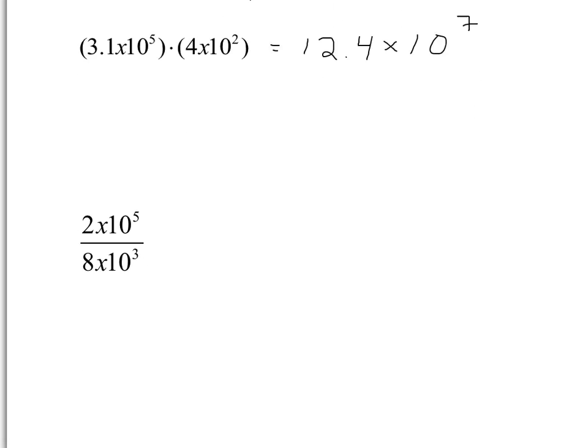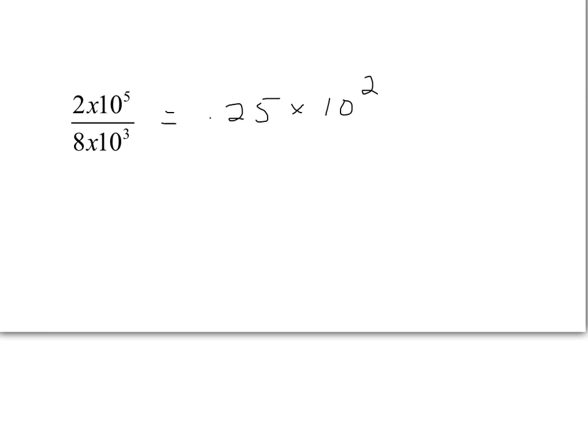For division, same deal, 2 divided by 8, that's going to be a part of something. That's 1/4. It's not usually good form to mix fractions with decimals, so I'm going to turn 1/4 into a decimal, which is 0.25. And then when you divide exponents, you subtract them, so times 10 to the second.